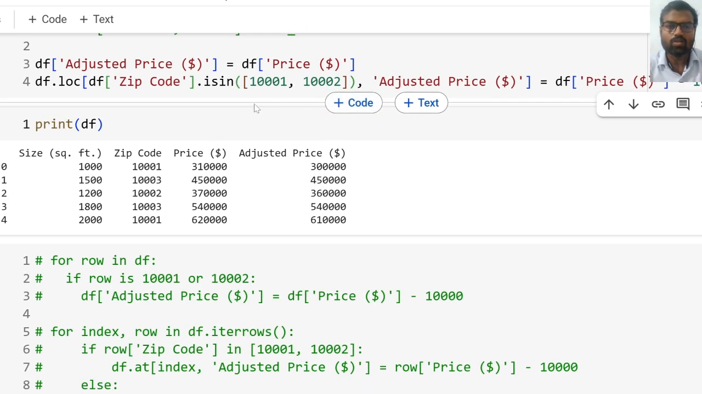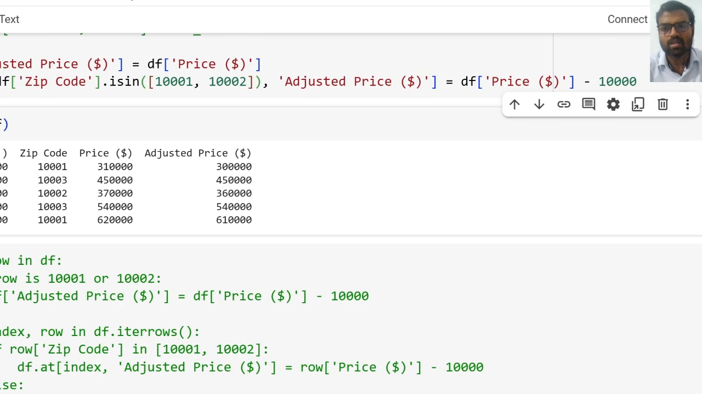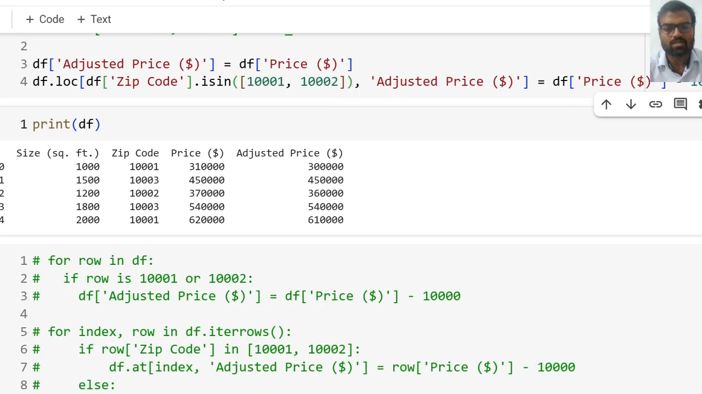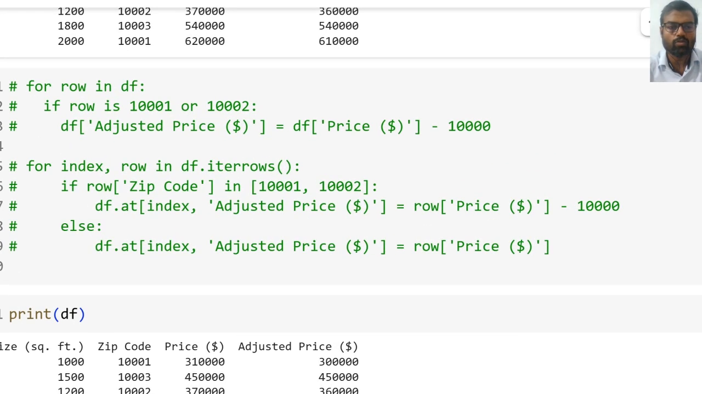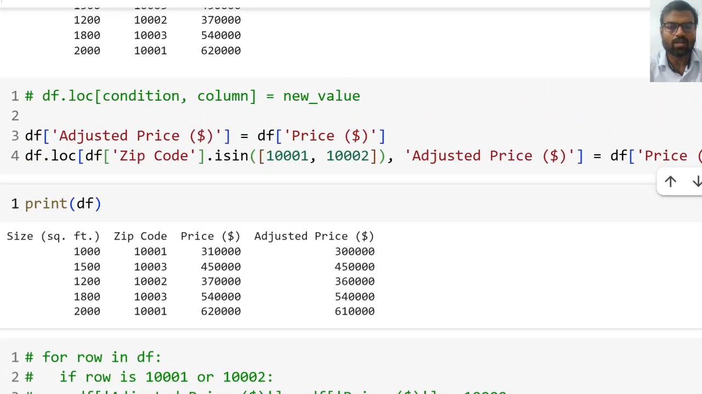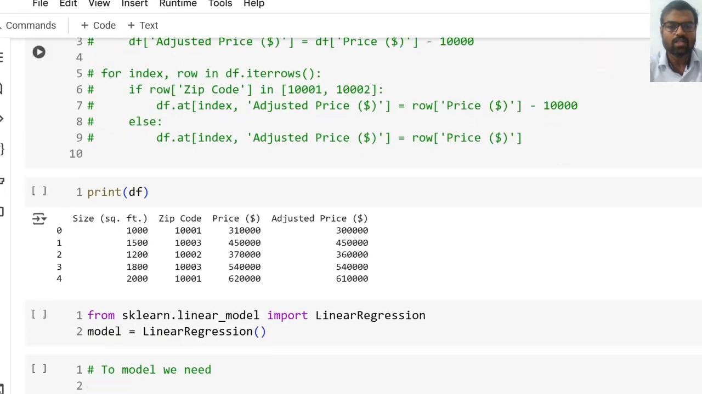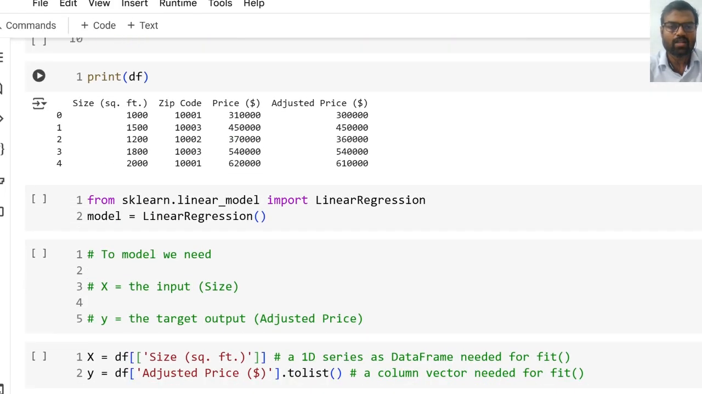Okay, so have a look. If it is in these two zip codes, the adjusted price should have 10,000 subtracted. You can do it this way using a for loop also, but this is a simple way of doing that. After that, we print the data frame.